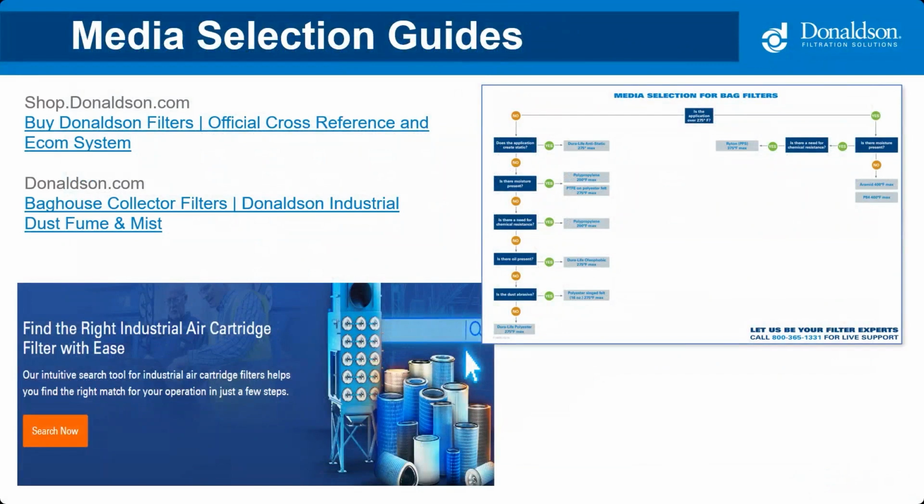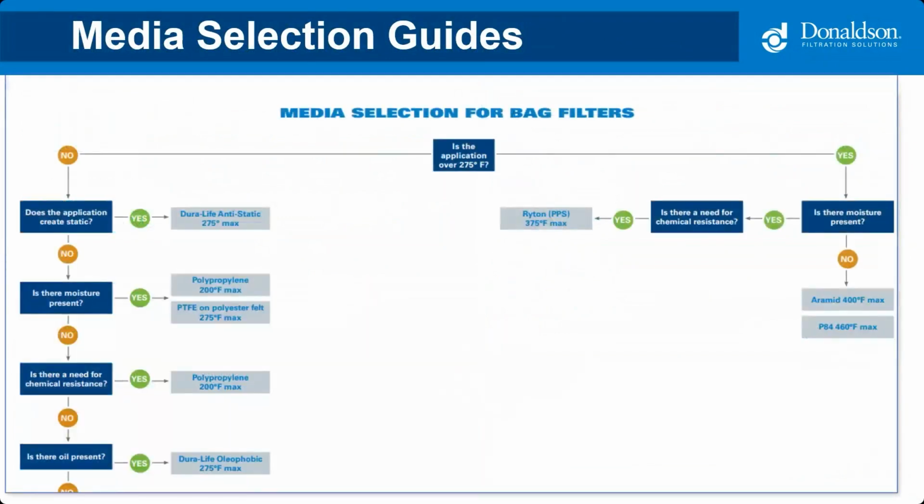guide, and it's actually a pretty cool little flow chart, and that's shown in the upper right hand corner. But let me zoom in on this a little bit. It's really easy. So once you know everything about your gas stream, just jump in here. Is it over 275? Yes or no? If it's no, does it have static? No. Is there moisture present, etc.